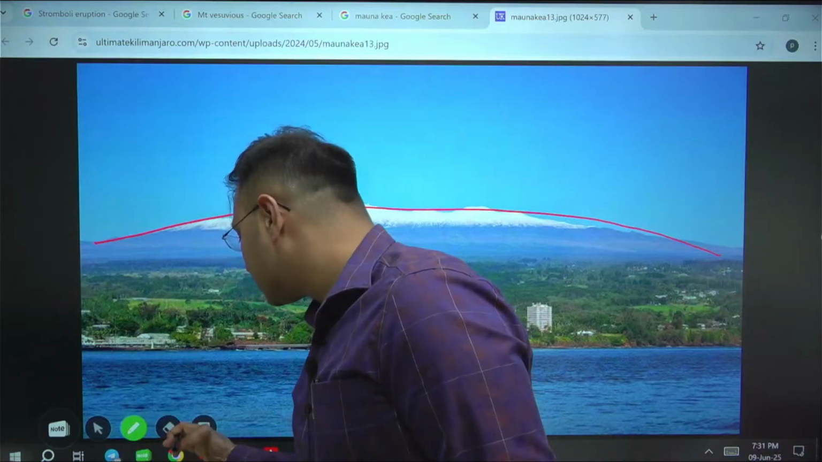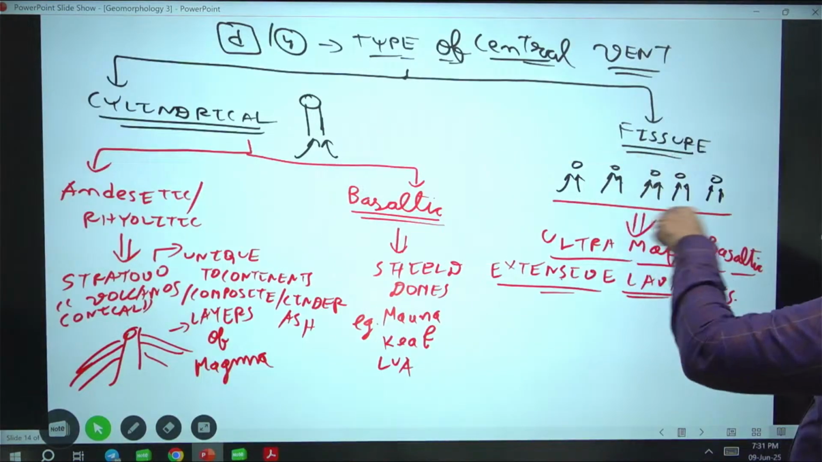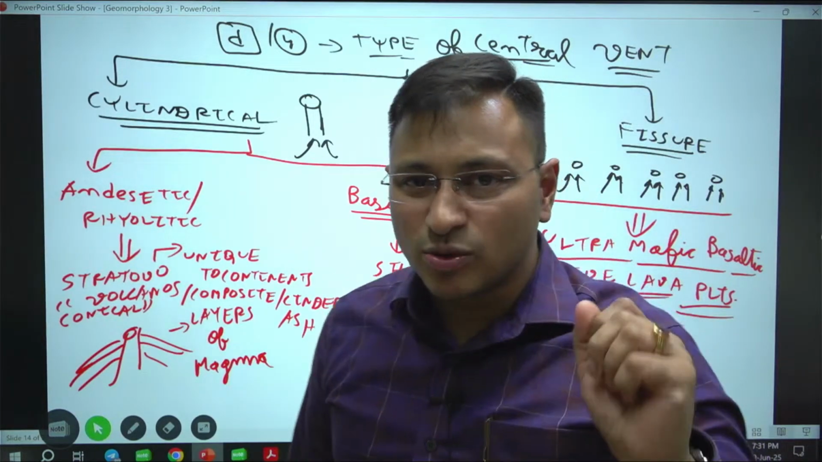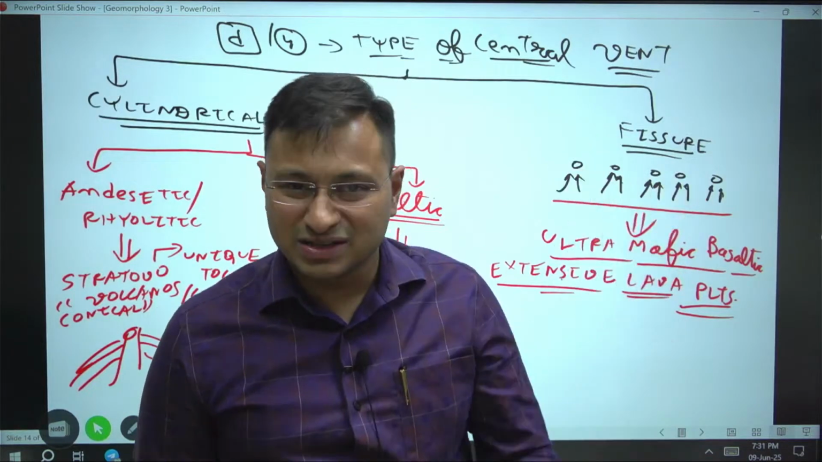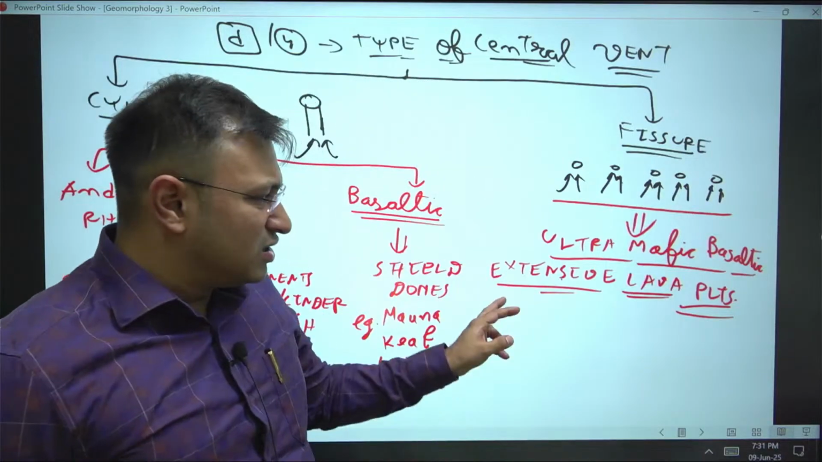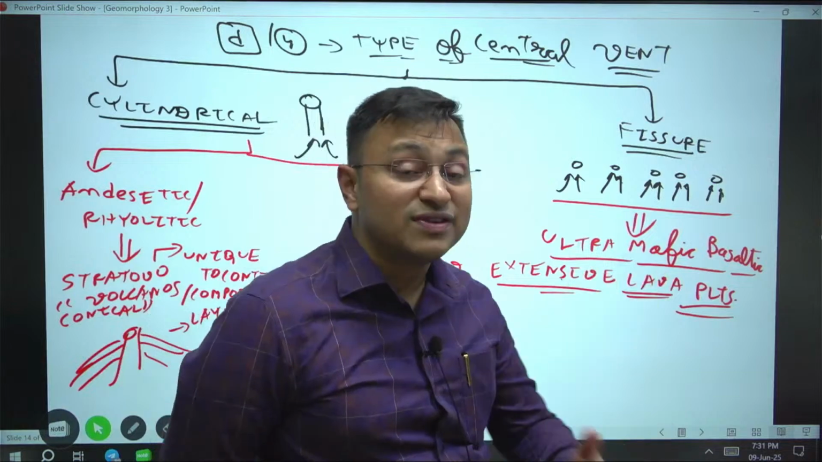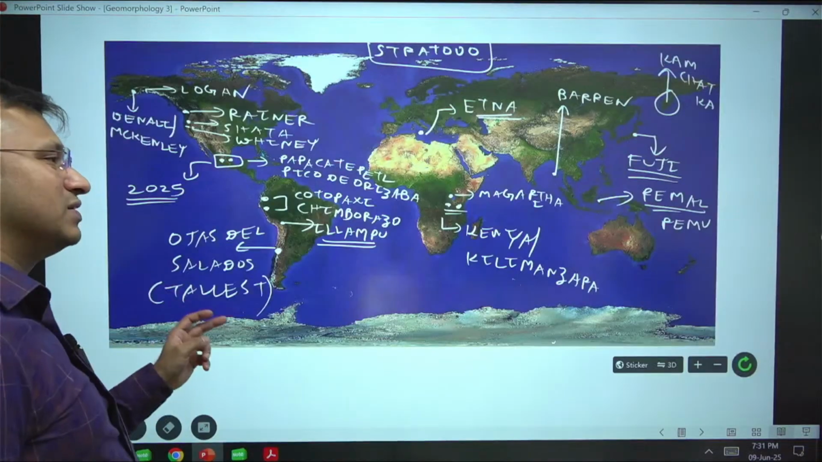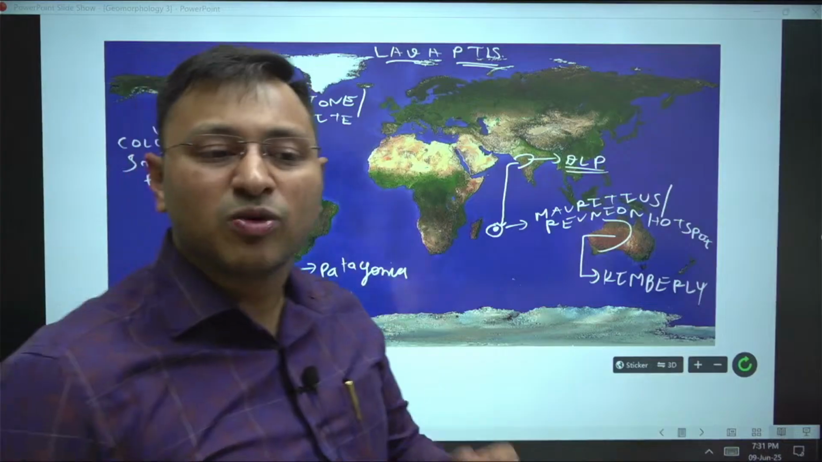And now last but not the least, if you have numerous fissures, in the sense that in the ground you have small cracks, and from these small cracks you have eruption of ultramafic basaltic magma which is coming from the mantle core boundary, you can have creation of what, guys? You can have creation of extensive lava plateaus. Extensive lava plateaus in the sense of what? Let us try to understand. Extensive lava plateaus in the sense of the hotspot based eruption.